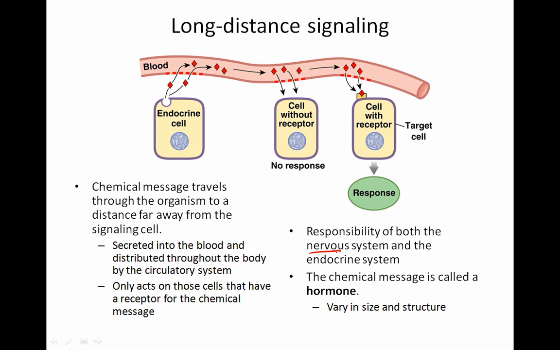Both the nervous system and the endocrine system use long-distance signaling. The chemical message is often referred to as a hormone. You might also use many of these different types of factors. All right? But hormone is the classic example of this type of signaling, a chemical message that travels in the bloodstream.